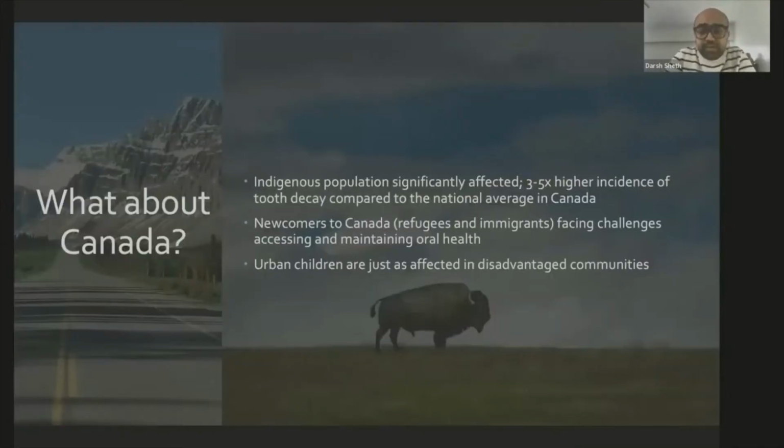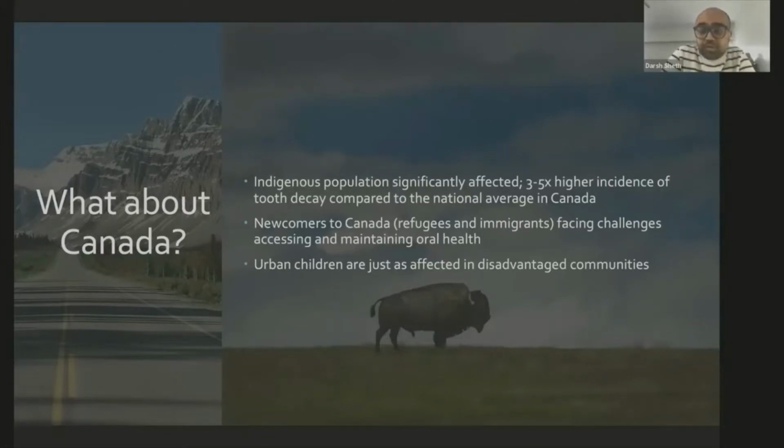From the Canadian perspective, we see that the Indigenous population, especially in Manitoba, is significantly affected, with a considerably higher incidence of carious lesions compared to the national average. As Canada welcomes new immigrants and refugees, we're seeing more challenges in accessing and maintaining their oral health. They may not have the resources or direction to pursue dental care in this country, whether due to a language barrier or a cultural barrier, and we see a higher risk of carious lesions in these populations.